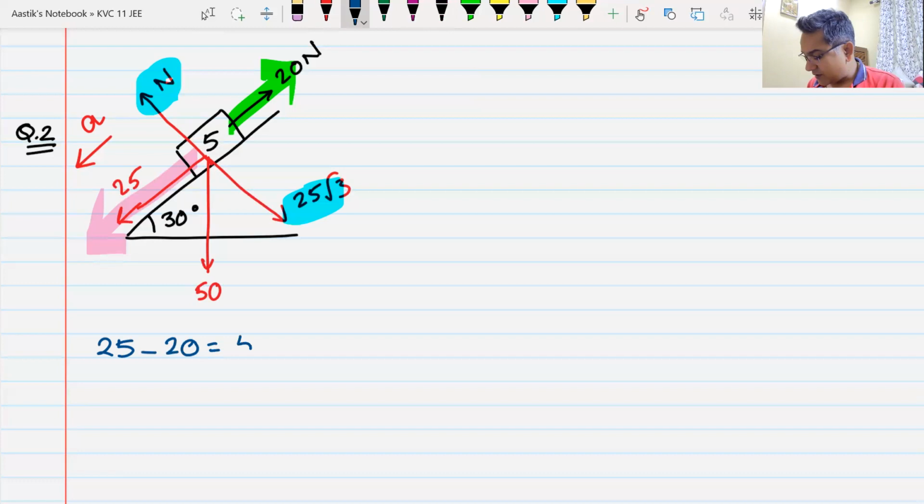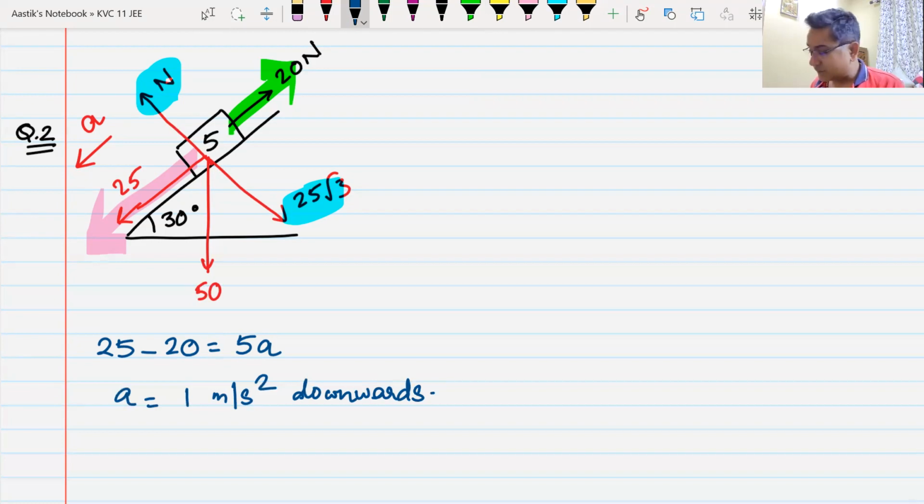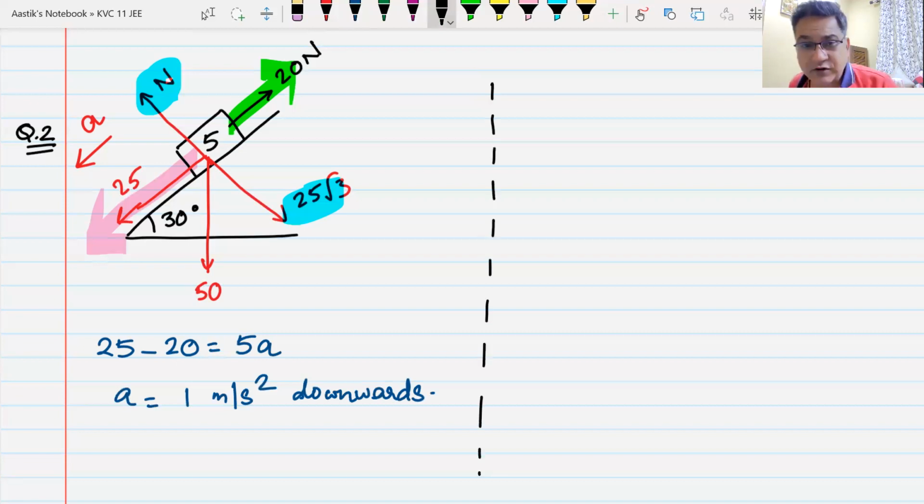That should be equal to m into a, 5 into a, and I end up with 1 meter per second square. And in which direction? It is downwards. Do we understand this? 1 meter per second square downwards on the plane. That is the answer for this one. Do we understand this?